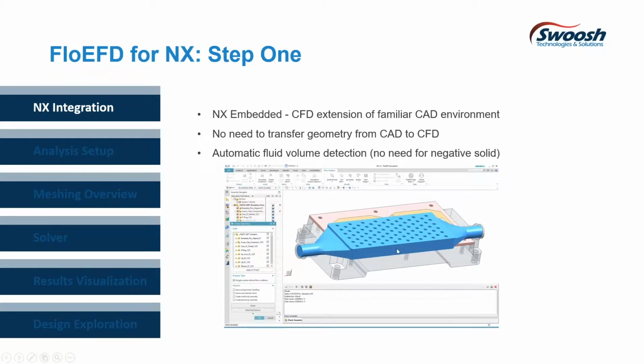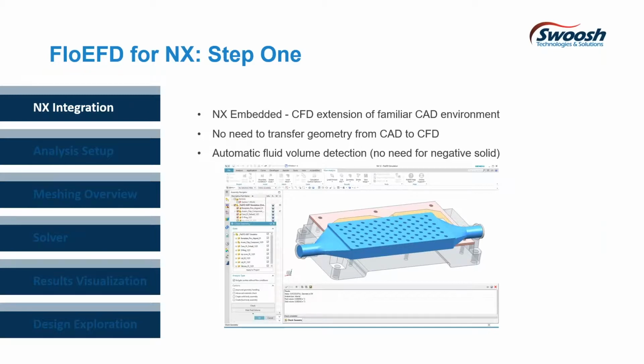I mentioned before that when we apply the conditions, boundary conditions, materials, all those things that we need to have for the analysis, it's done directly to the CAD geometry. So there's no translation, no conversion, there's no separation of geometry between the two. And one of the great benefits is FloEFD has the ability to detect the volumes within an assembly, and we'll take a look at that.